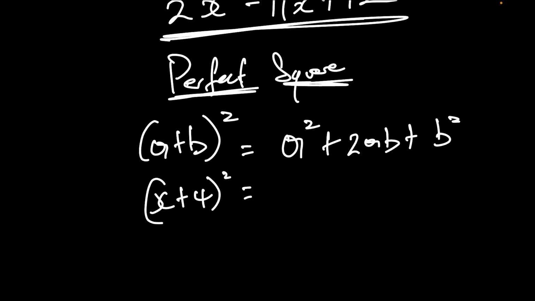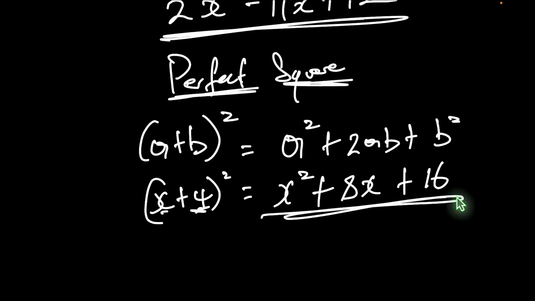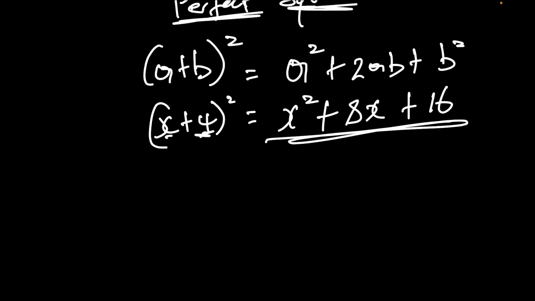We can just simply write this as x squared plus 2ab. So that's 2 multiplied by x multiplied by 4, which gives us 8x there. And plus b squared, where the 4 is, so that's just going to be 4 squared, which is 16, and that's done. We have another version of that when it's negative.